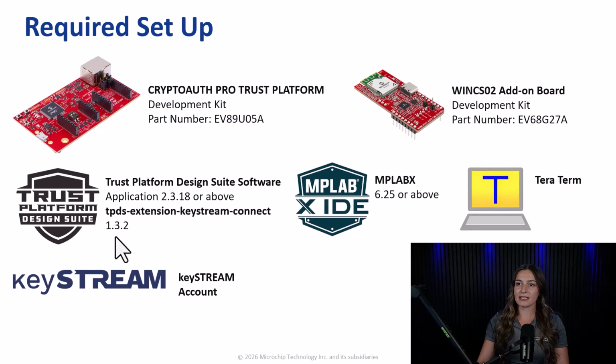Now for this use case example, we will need the CryptoAuth Pro Trust Platform Development Kit and the Wink SO2 add-on board. You'll need the Trust Platform Design Suite software application version 2.3.18 or above. Within TPDS, you will also need the package TPDS extension keySTREAM Connect version 1.3.2. You will also need MPLAB X version 6.25 or above. Then you'll need TerraTerm and a keySTREAM account.